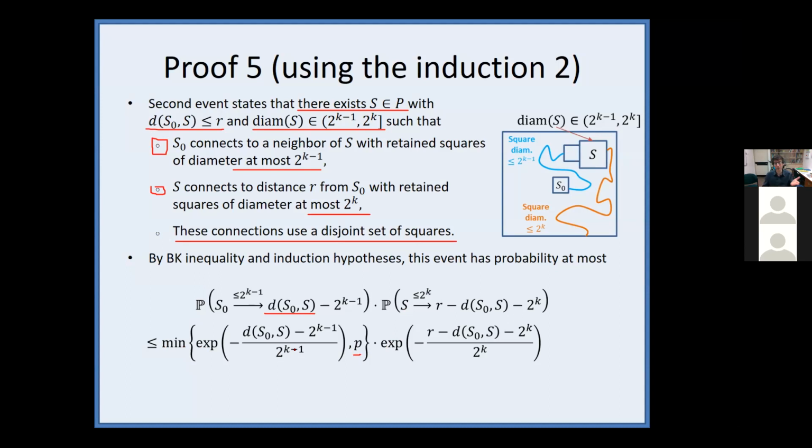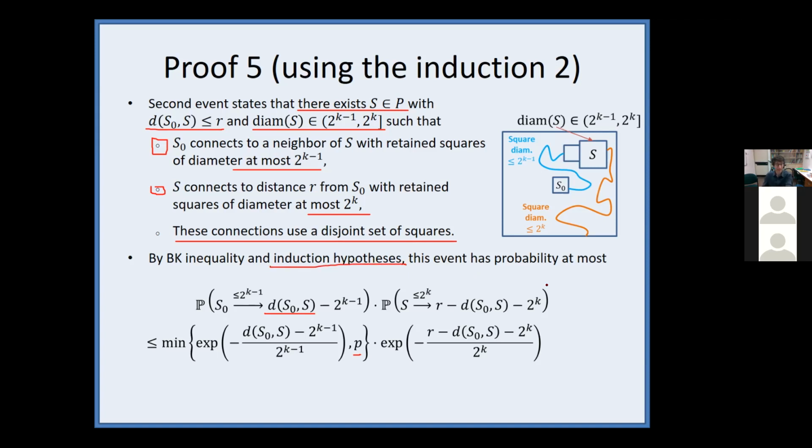And I can decide which of these two bounds I use, so I get the minimum of them. And for the second event, I'm going to use the bound that is given by the induction. S is much closer. It needs to go to a distance smaller than R minus 2 to the k. So I can use the induction on R. I know that the claim holds when I have to go to distance less than R minus 2 to the k. So I get e to the minus this distance divided by 2 to the k. Okay, so this is the bound that I get out of the induction hypothesis.